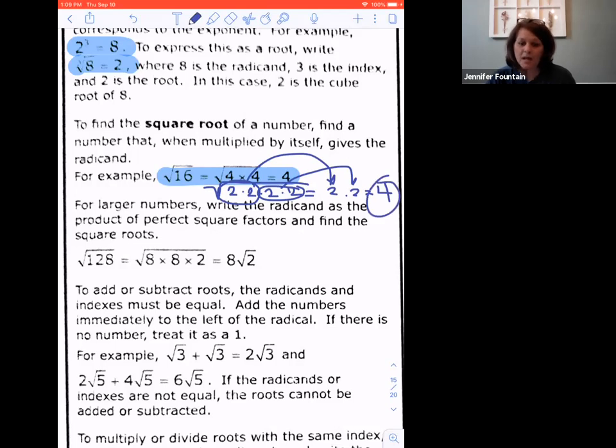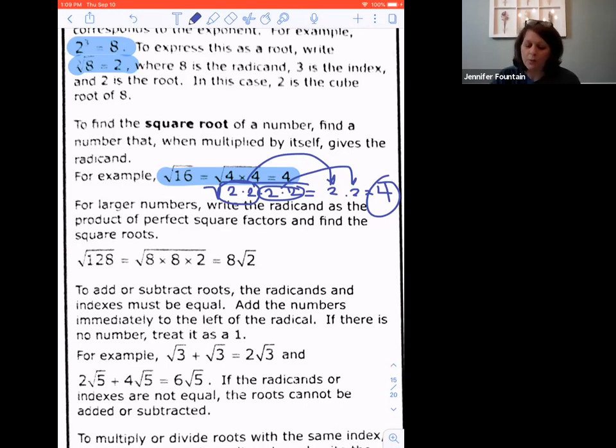Okay? And it says for larger numbers, write the radicand as the product of perfect square factors and find the roots. So it's the kind of thing that if you're not familiar with perfect squares, that's going to be harder to do. Okay, so that's why I showed you how to do prime factorization. That will always work if you can't think of perfect squares.